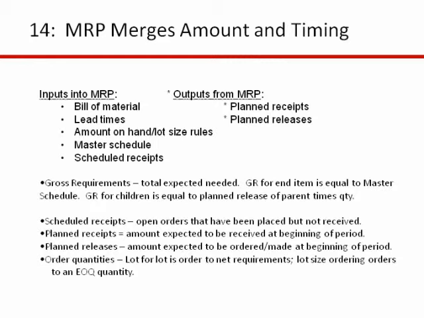Scheduled receipts are items that we've already ordered or have started making, but they're not completed. They haven't been finished yet. So we have to keep track of those as well. In terms of what we'll get out from the MRP system, we'll get planned receipts, which is the amount that we are expecting to receive at the beginning of the period. And then the planned releases are the amount that we expect to order or to make at the beginning of the period. All right. So again, these are just some definitions of some items you'll see on an MRP worksheet.